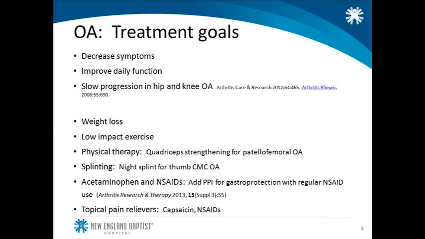Topical pain relievers that contain capsaicin can be helpful. These are tricky to use in hand osteoarthritis because it's important for the patient not to get this substance in their eyes. Topical NSAIDs can help some patients, and if a patient is using a topical NSAID, they should not also take an oral NSAID due to a risk of increased toxicity with the combination.